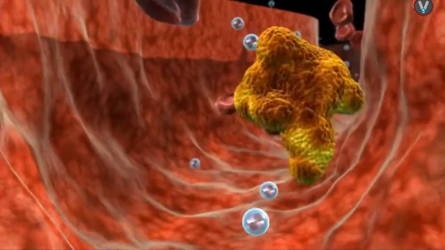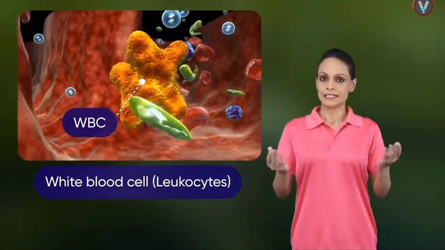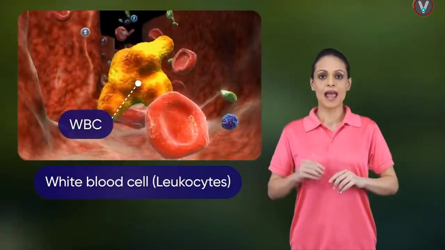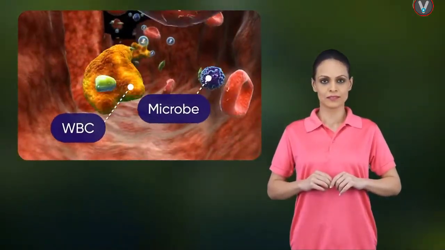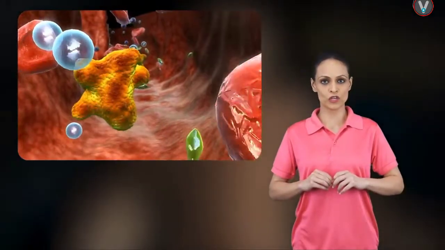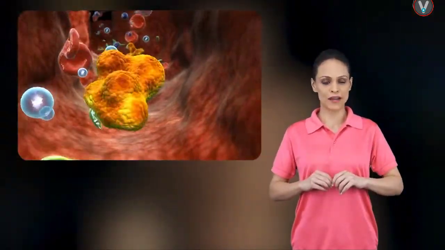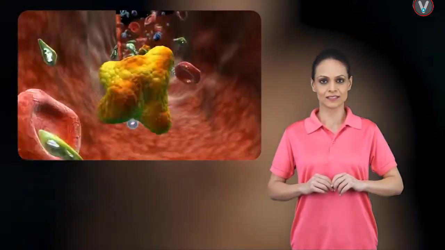Another type of cells seen moving around is the white blood cells. These are irregular in shape and help to engulf the disease-causing microbes. Their shape helps them to form pseudopodia-like structures and quickly capture the microbe, thus protecting the body against diseases.